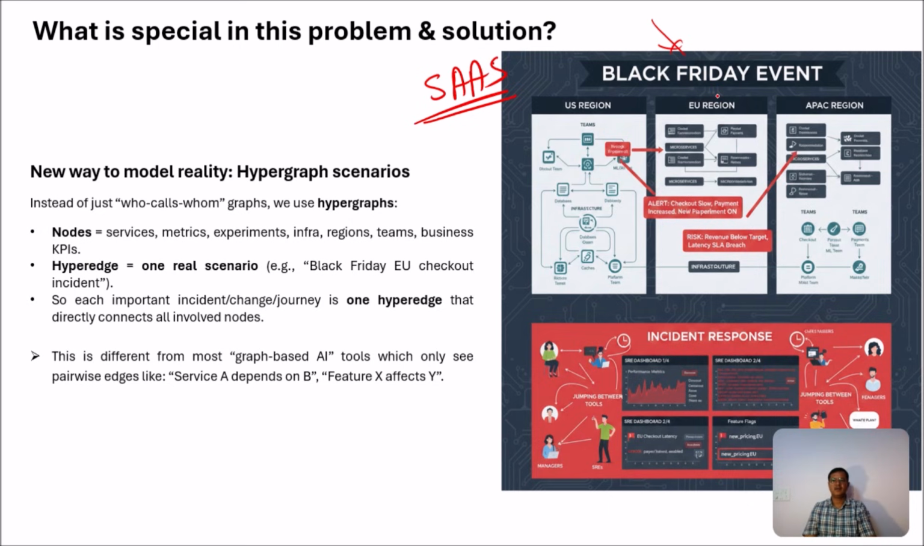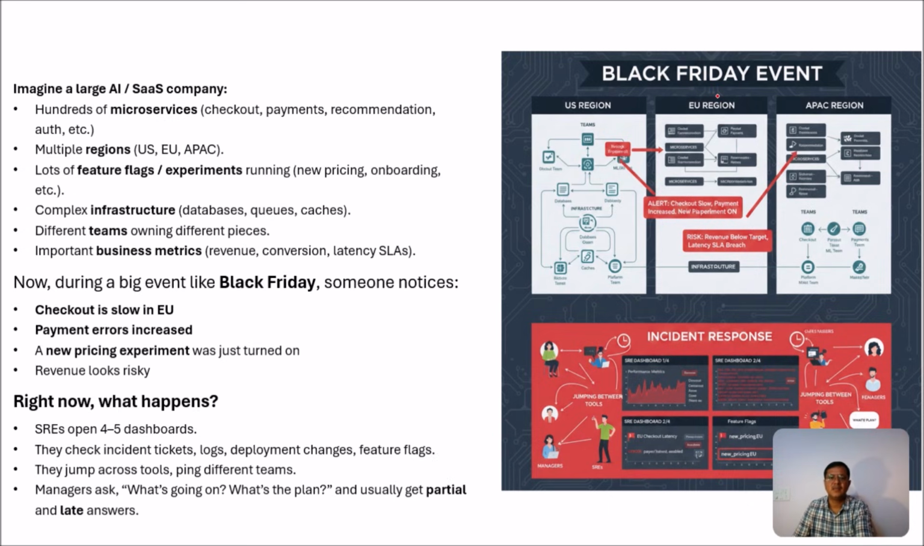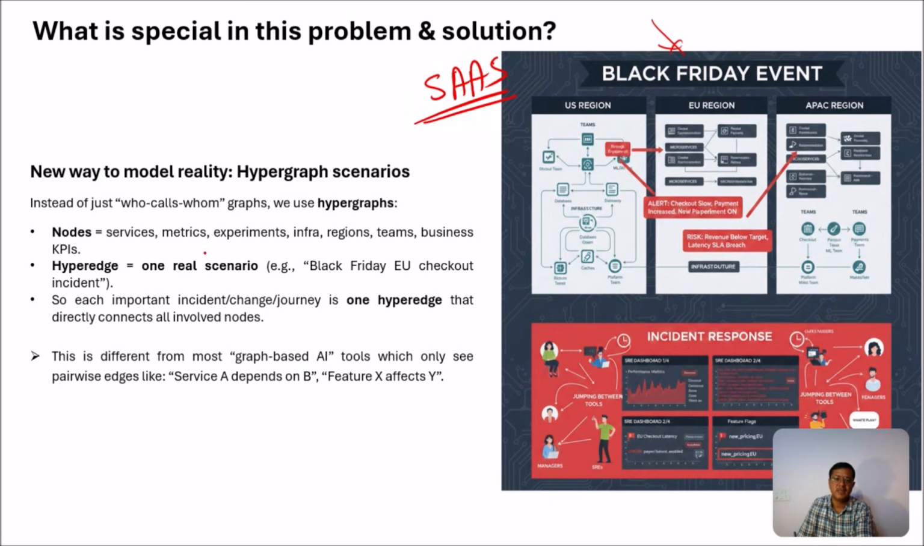So let us start. As I discussed, in our SaaS application we have hundreds of microservices, multiple agents, lots of features, flags, experiments, complex infrastructure, teams, business metrics, so many things. So we will consider those things as separate nodes, like services, metrics, experiments, infra, regions, teams, business, KPIs, maybe multiple things.